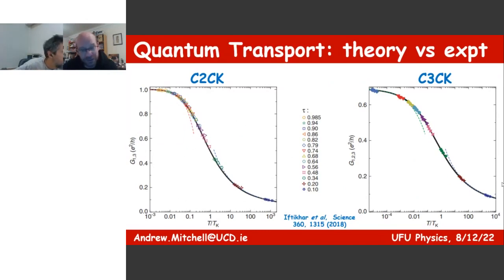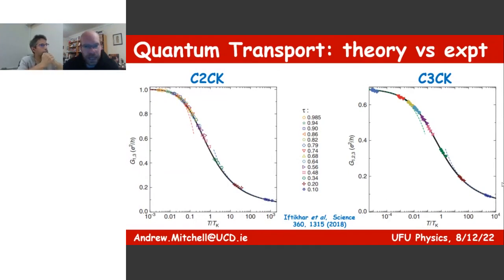And then, knowing the physical system temperature T, they can plot those points in the rescaled way, T over T_K. By doing that, for all of these different tau values, which correspond to different T_K values, they can assemble this universal curve. That universal curve is something you can get from the experiment, and then it can be compared to the theoretical universal curve for the conductance as a function of T over T_K. Does that make sense? Okay, thank you.